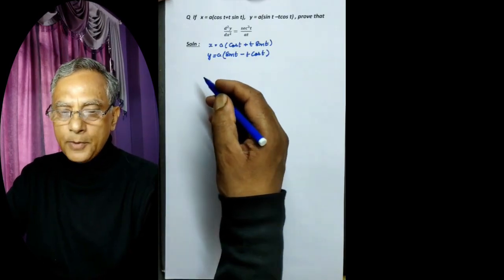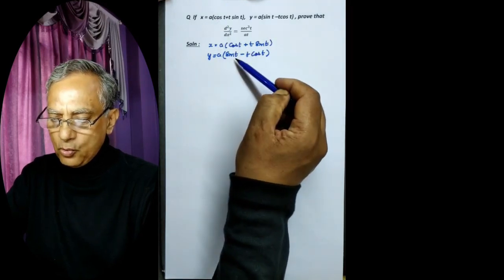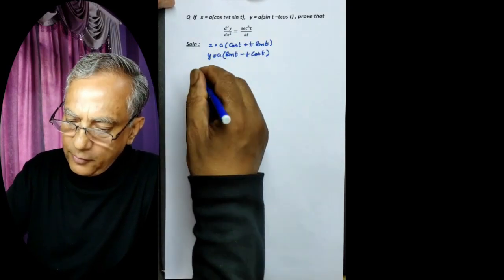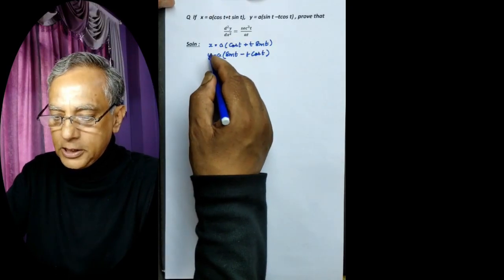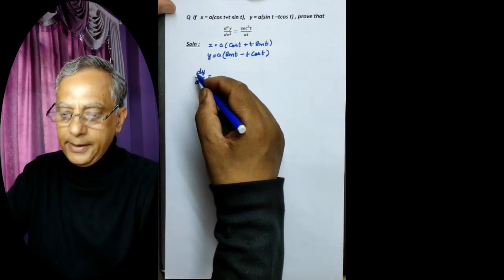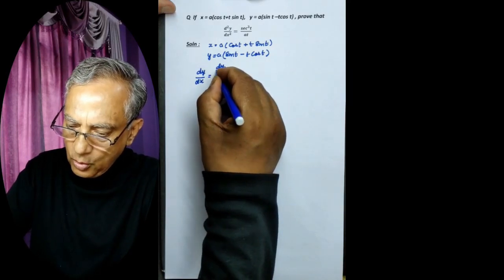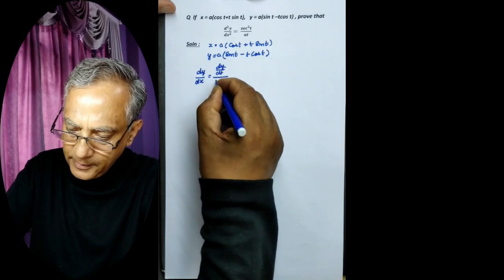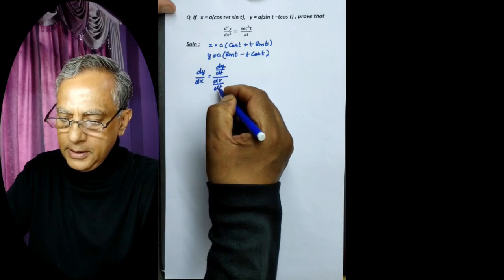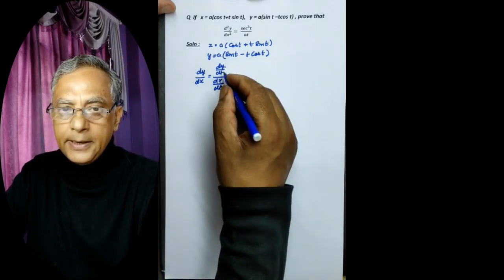Now in this question, we are given x is this much and y is this much. We have to prove d2y by dx square is this much. So we first obtain the first order derivative of y with respect to x, that is dy by dx. And this is equal to dy by dt over dx by dt, because y is a function of t and x is again a function of t. Now we obtain dy by dt and dx by dt.